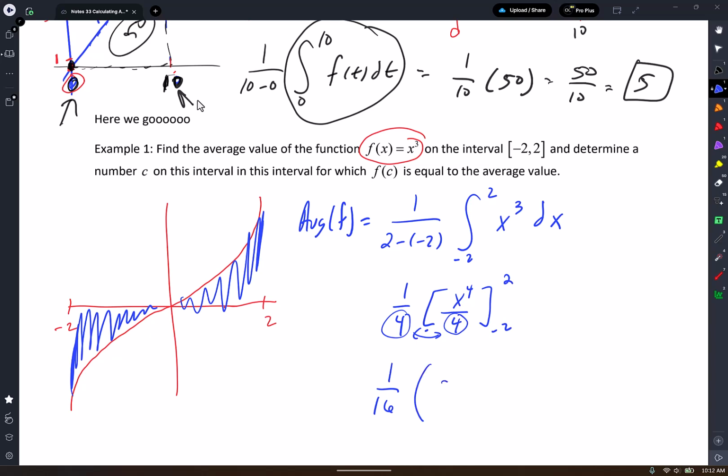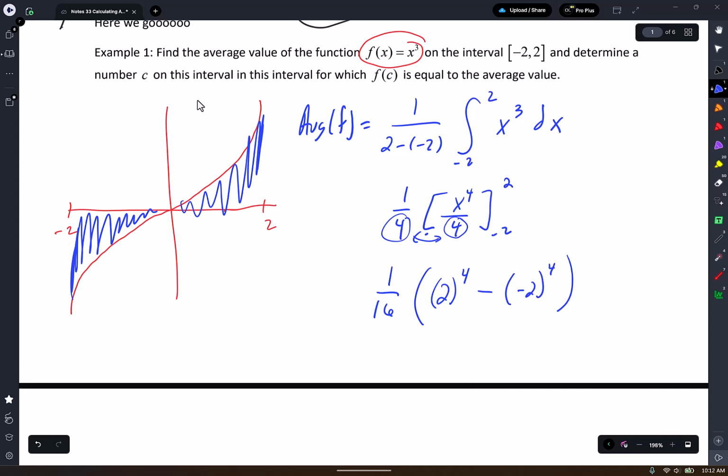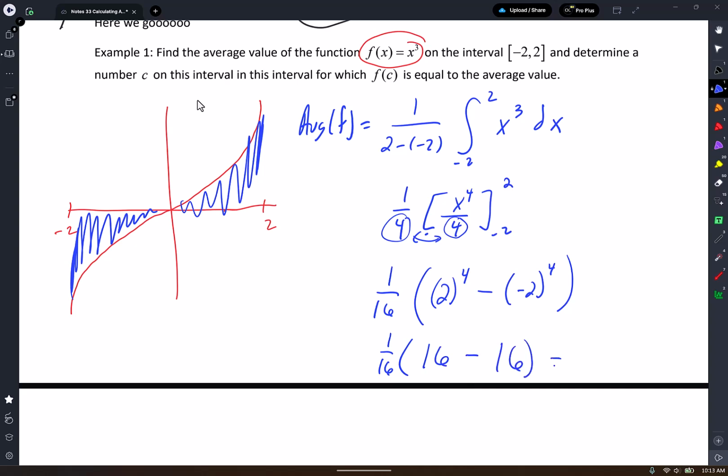Parenthesis, upper limit, 2 to the 4th minus -2 to the 4th. Upper minus lower. Are we still okay? 1/16 parenthesis, and I guess you can already see that it's 0, but let's just do it the right way. 2 times 2 is 4, 4 times 2 is 8, 8 times 2 is 16. 16 minus -2 raised to the 4th is going to be another 16, and I just get 0.